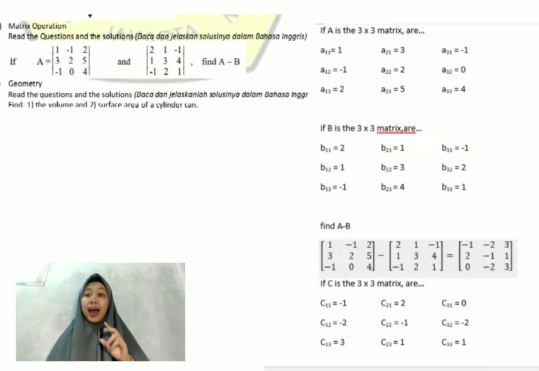And we find A minus B equals a matrix, we can call it matrix C. So if C is the 3 times 3 matrix, C subscript 1,1 equals minus 1, C subscript 1,2 equals minus 2, C subscript 1,3 equals 3, C subscript 2,1 equals 2, C subscript 2,2 equals minus 1, C subscript 2,3 equals 1, C subscript 3,1 equals 0, C subscript 3,2 equals minus 2, C subscript 3,3 equals 3.